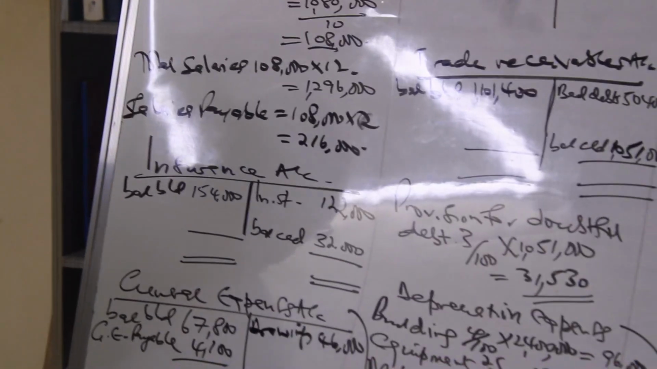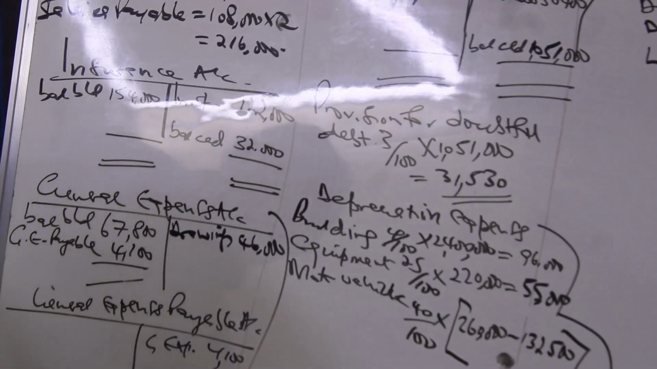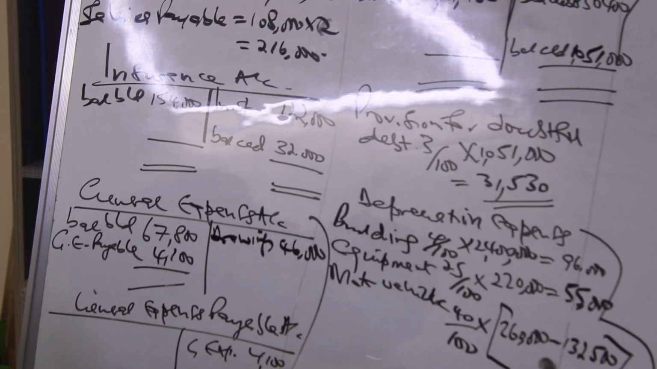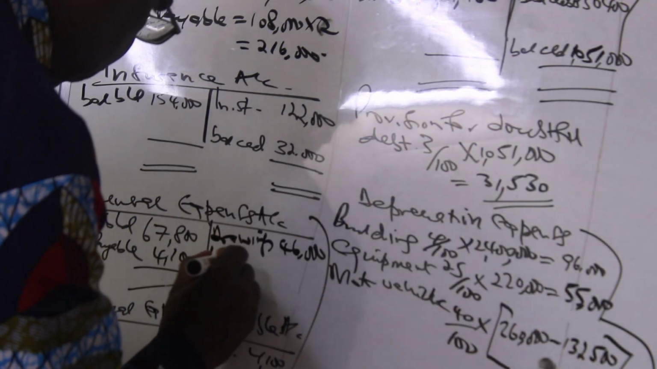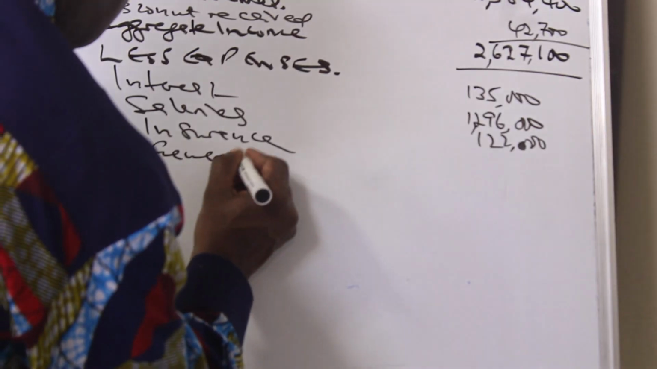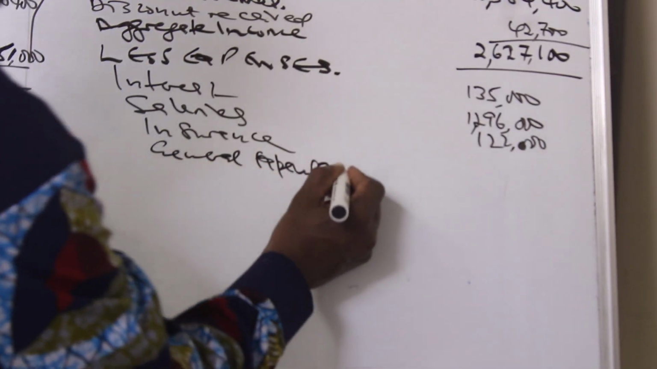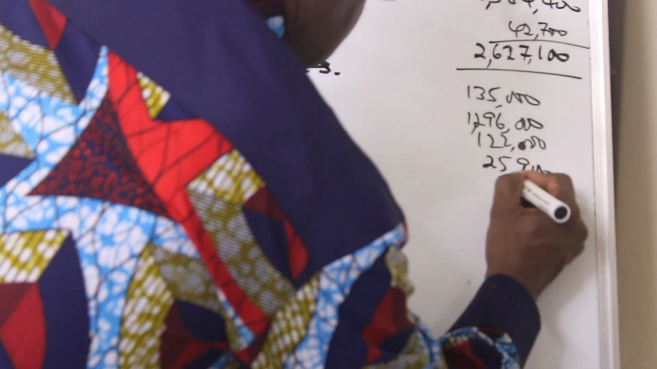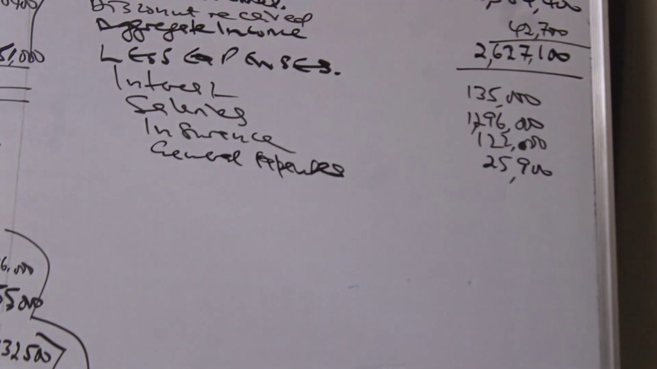General expenses, we need to compute the balance. 67,800 plus 4,100 minus 46,000, we get 25,900. So general expenses is 25,900.